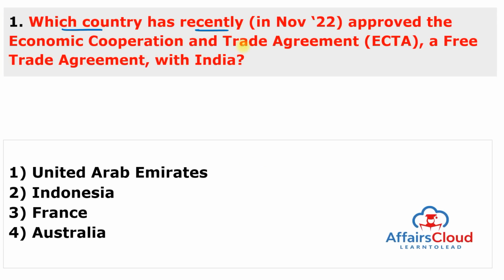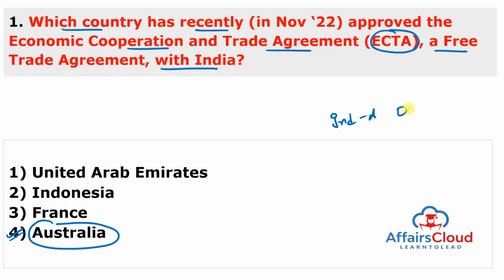Which country has recently approved an Economic Cooperation and Trade Agreement, known as the ECTA agreement, which is one of the free trade agreements with India? This country is Australia. Mark this question under the very important section, because the Parliament of Australia approved the India-Australia Economic Cooperation and Trade Agreement by passing the Ind-Aus ECTA bill and also the DTAA bill, which is known as the Double Taxation Avoidance Agreement. Now, duties on 100% of tariff lines will be eliminated.